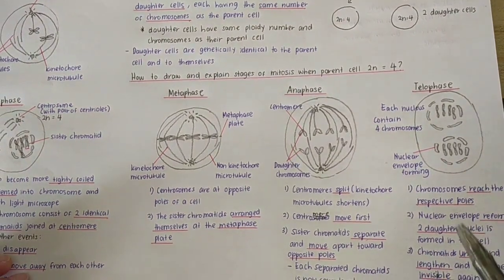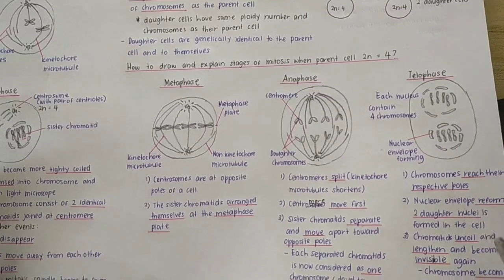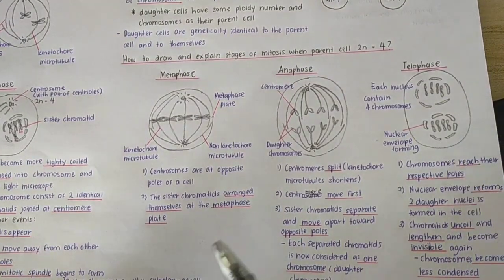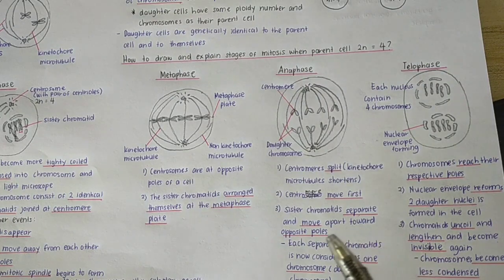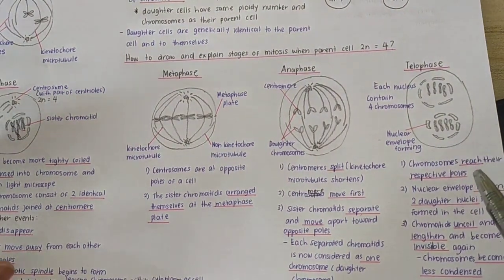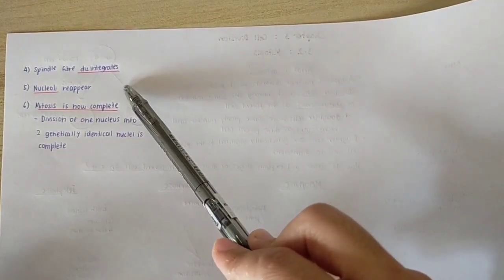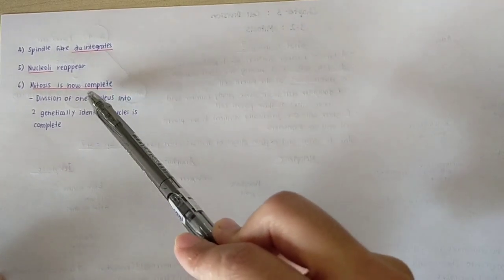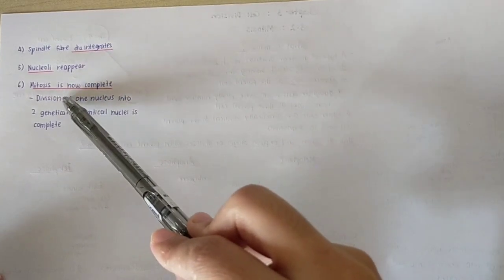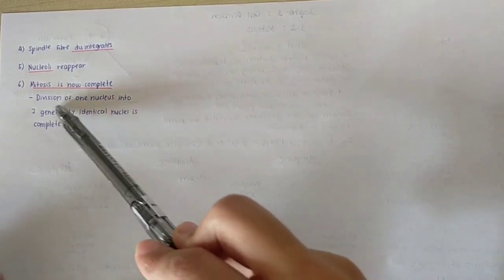And then what happened to the chromatids? Chromatids uncoil and lengthen, and they will become invisible again. So chromosomes will become less condensed. Kalau kita compare tadi, untuk prophase, chromatin tu dia akan jadi tightly coiled and condensed. Tapi bila sahaja berlakunya telophase, what happened to the chromatids? Dia akan uncoil and lengthen, and also it will become invisible again. Besides that, spindle fibers will disintegrate. Nucleoli reappear. So we can consider mitosis is now complete. Means that the nucleus is already divided, or the division of one nucleus into two genetically identical nuclei is complete. Okay, so this is the process of mitosis.